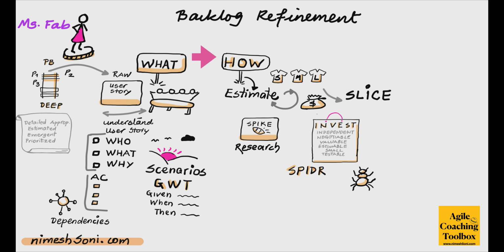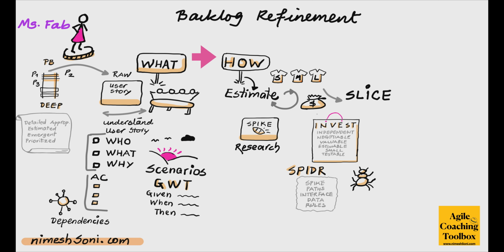So that can help in slicing along with SPIDER, and SPIDER is talking about different ways to look at it, different vantage points from which you want to look at the story to identify where you can slice the story. One we already talked about, S refers to the Spike. The second one is the Path. Look at different paths. Look at different interfaces that the consumer, the customer, can take to get to this functionality.